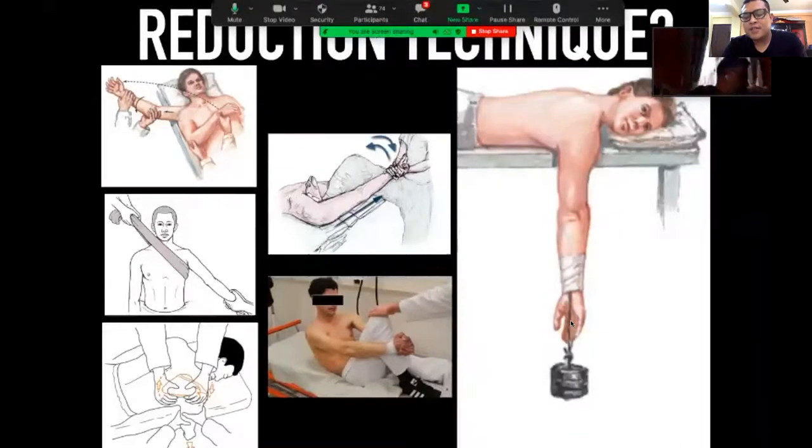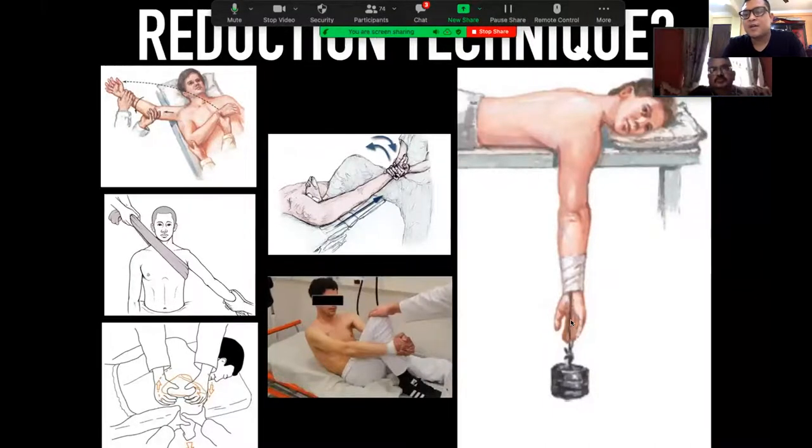And if the dislocation is in a very heavily built person of the younger age group, perhaps you can do some manipulative traction and Kocher's method. But if you are going to implement this particular technique in 75 or 85 year old osteoporotic males, you have to be very careful. You have to make sure that they are well relaxed. Otherwise, there may be complications. And another thing is, do it on a case by case basis, because no technique is the best technique. Master any one and do accordingly.